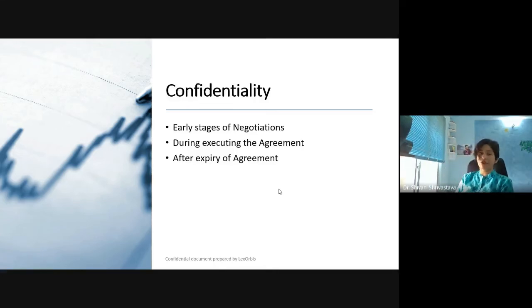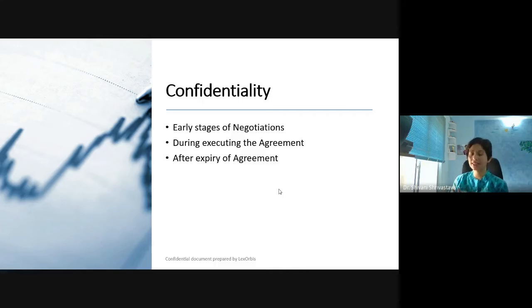So obviously, when we are talking about these agreements, as I said earlier, confidentiality is very important. So when should we discuss the confidentiality? One, during the early stages of negotiation. When negotiation is happening and the agreement is not signed, at that time the technical information should be kept confidential. Otherwise, the non-disclosure agreement should be signed between both the parties.